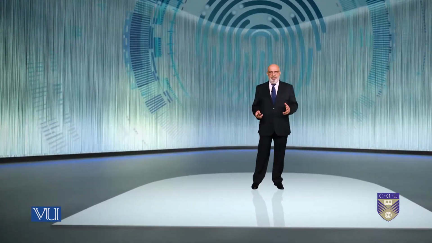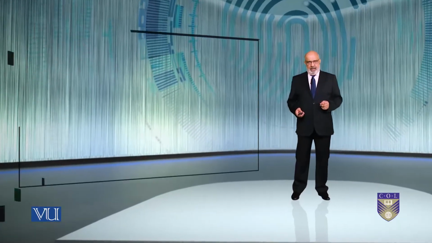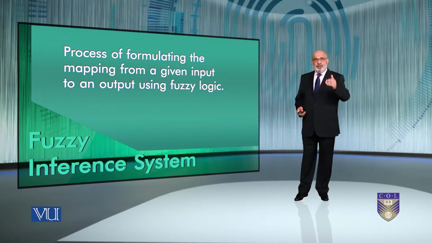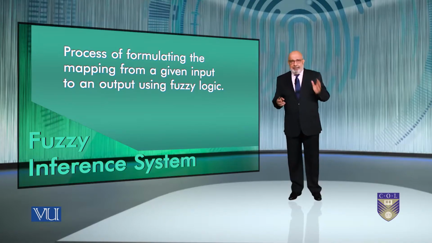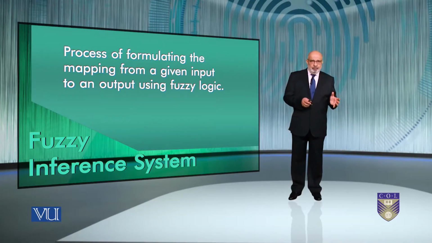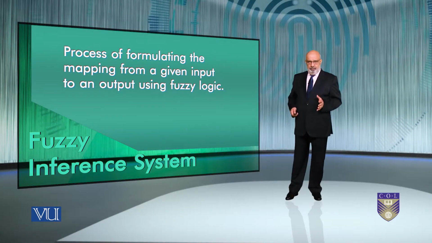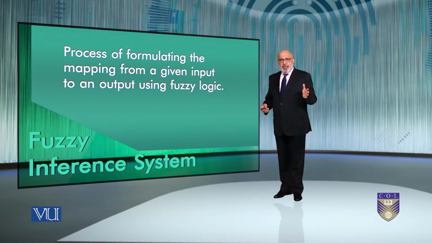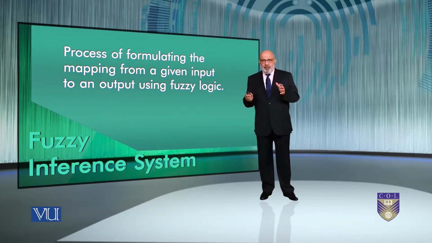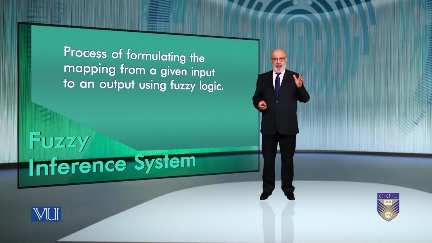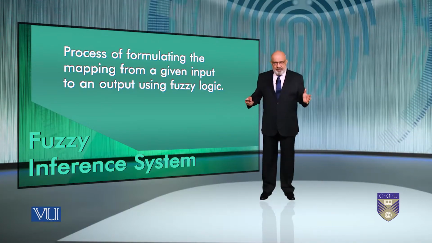We've discussed various aspects of fuzzy systems: the rules, the representation, membership functions, and so forth. FIS, or fuzzy inference system, as we sometimes call it, is the process of formulating the mapping from a given input to an output using fuzzy logic. So what I'm saying is, it provides a mapping. This mapping then provides a basis from which decisions can be made or patterns discerned in the fuzzy logic system.